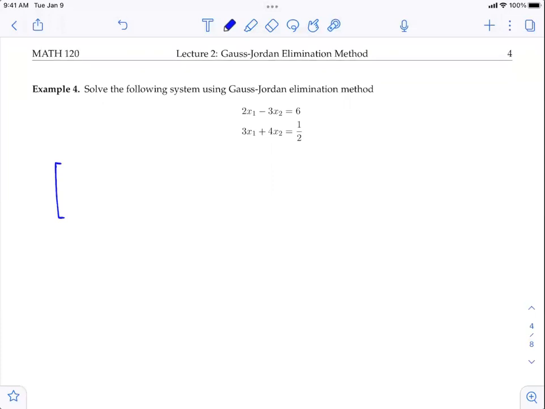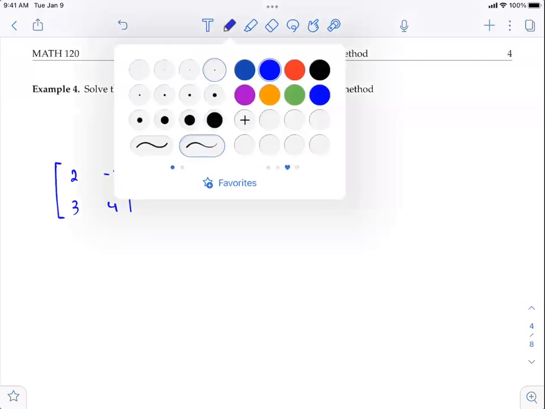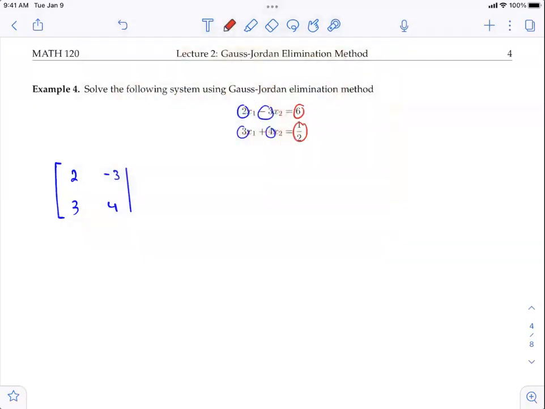The coefficient matrix is 2, -3, 3, 4. Right, so that is for the coefficient matrix. And for the constant matrix, this is the constant matrix, so 6, 1/2. And right, so now I have the augmented matrix. So what do we do now?